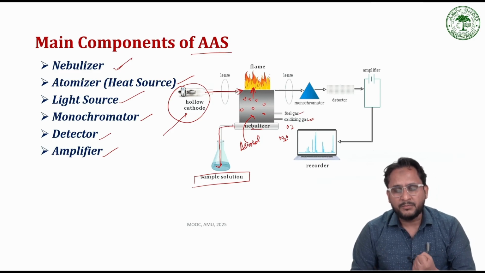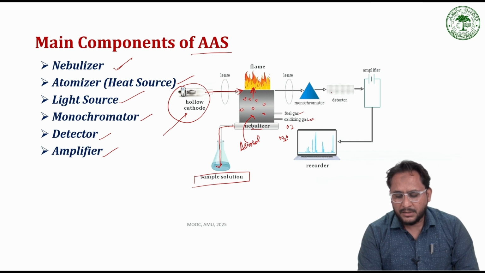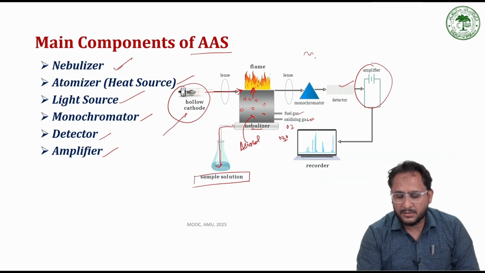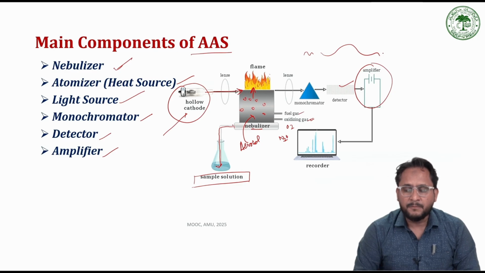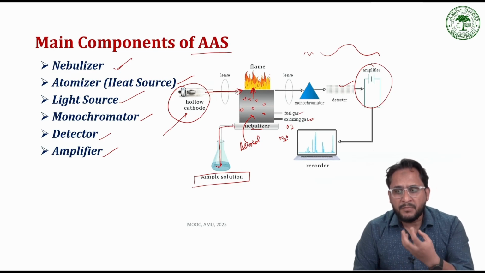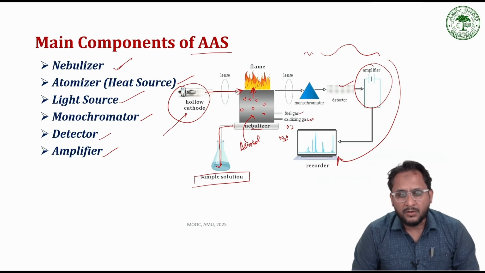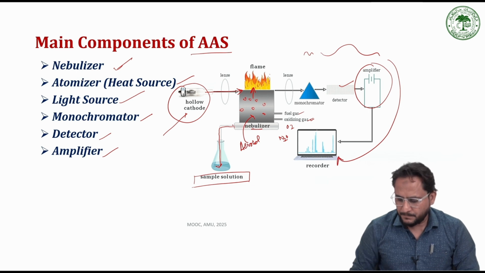Some wavelengths are absorbed, and the transmitted light then passes through a monochromator and is finally detected by our detector, which is the photomultiplier tube. Then we have an amplifier which amplifies the signal. For example, if the signal is very small, it amplifies the signal, and that signal can be easily presented on a recording device, or you can say a display device such as a computer.